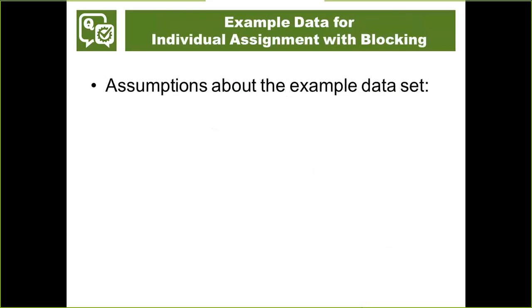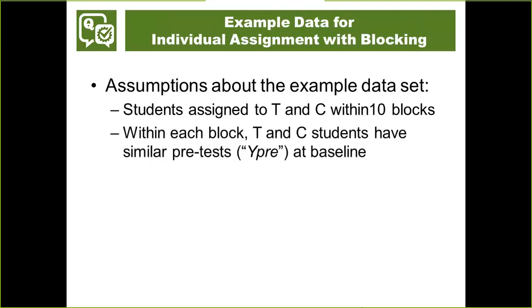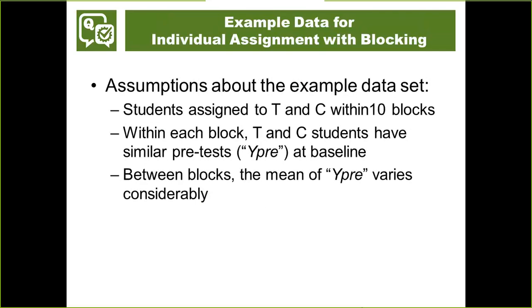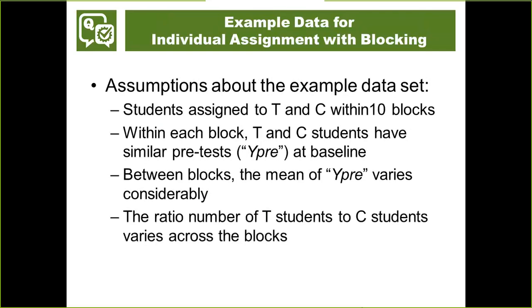Here are a few important notes about the example data set for individual assignment with blocking. There are 10 blocks. Students were assigned to treatment control conditions within blocks. Within each block, treatment and control conditions have similar pretest values at baseline, so they're well matched within blocks. Between blocks, the means of Y pre vary considerably, and the ratio of treatment to control students varies across the blocks.